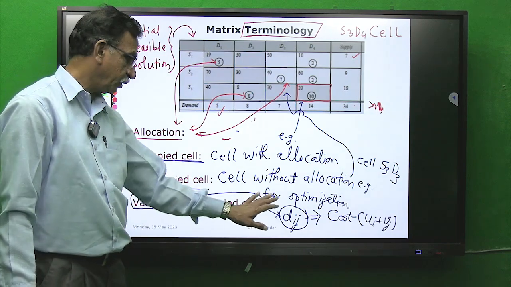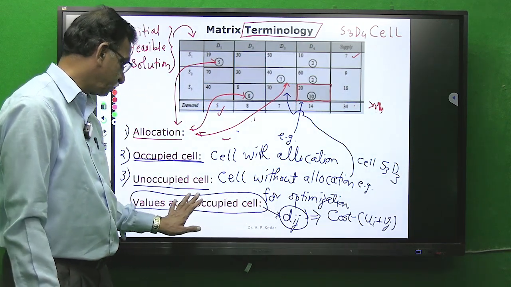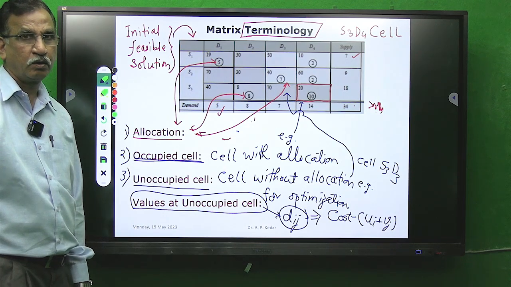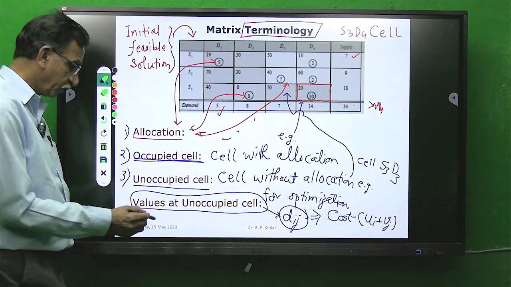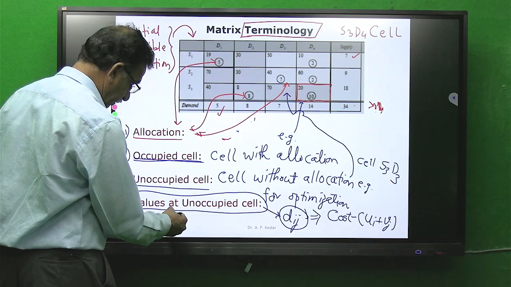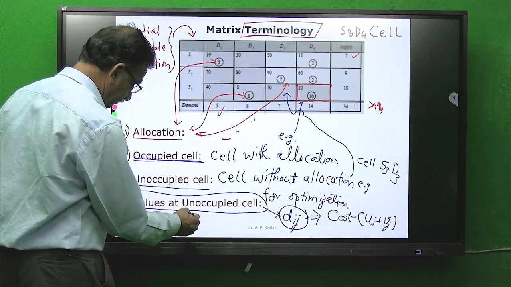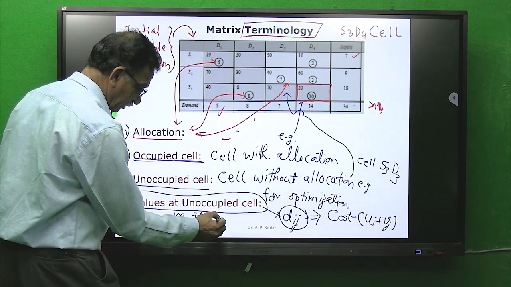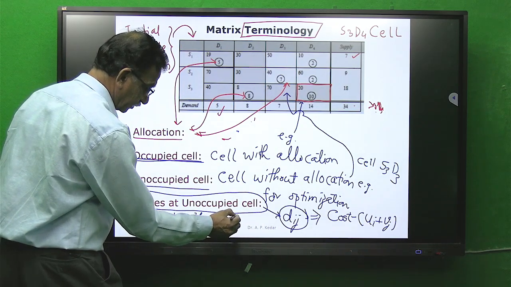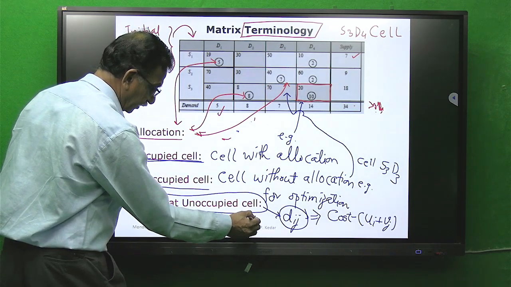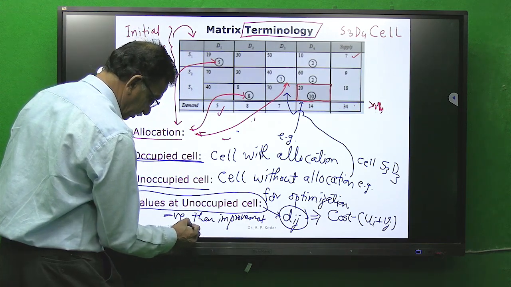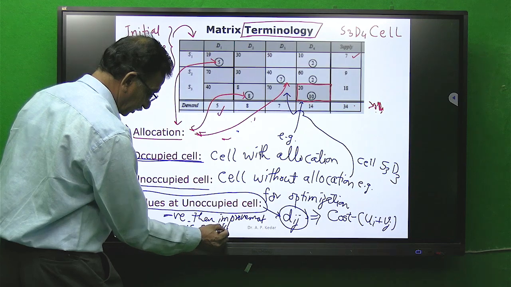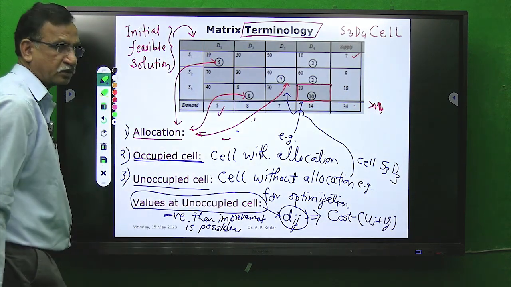Right now remember we have to find these values, and for objective function minimization, if we get these values as negative, then improvement is possible. Very important. That again I will be explaining in the next slide.